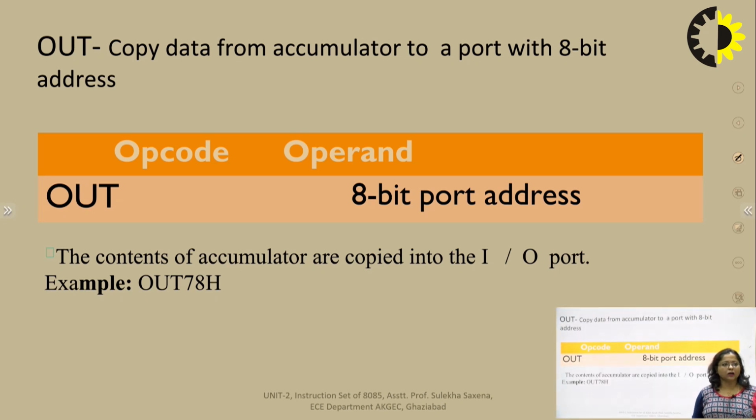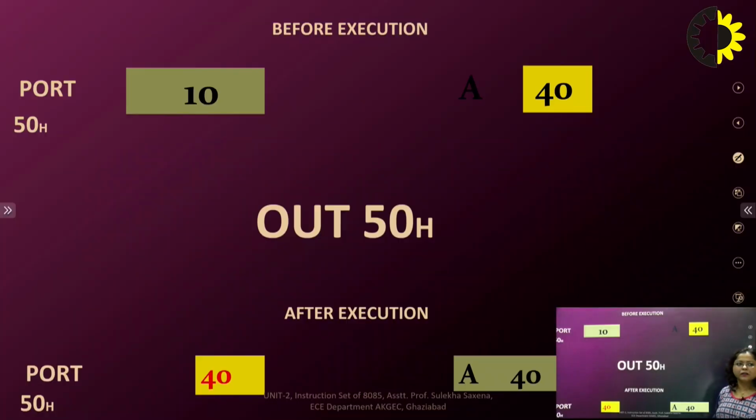Next is OUT, which copies the value of the accumulator to the specified IO port with the given address. Let us take an example, OUT 50. Initially the accumulator will contain 40. After execution, this port will contain the value of the accumulator, that is 40.